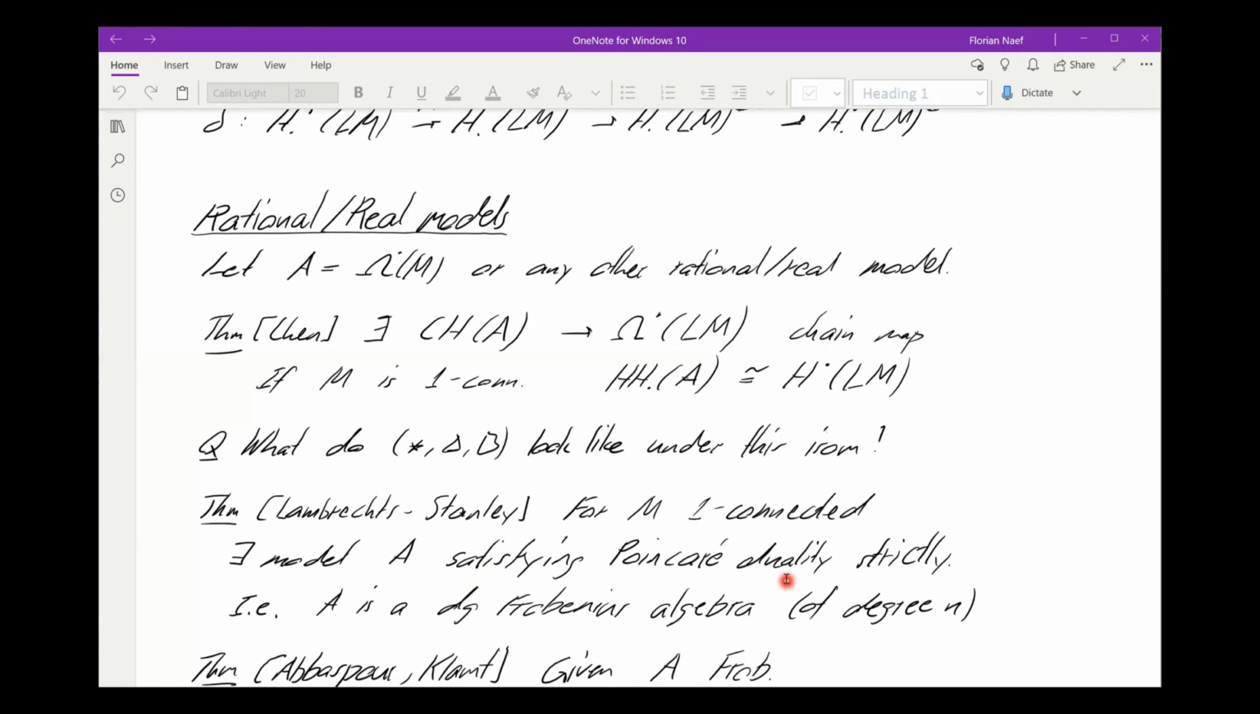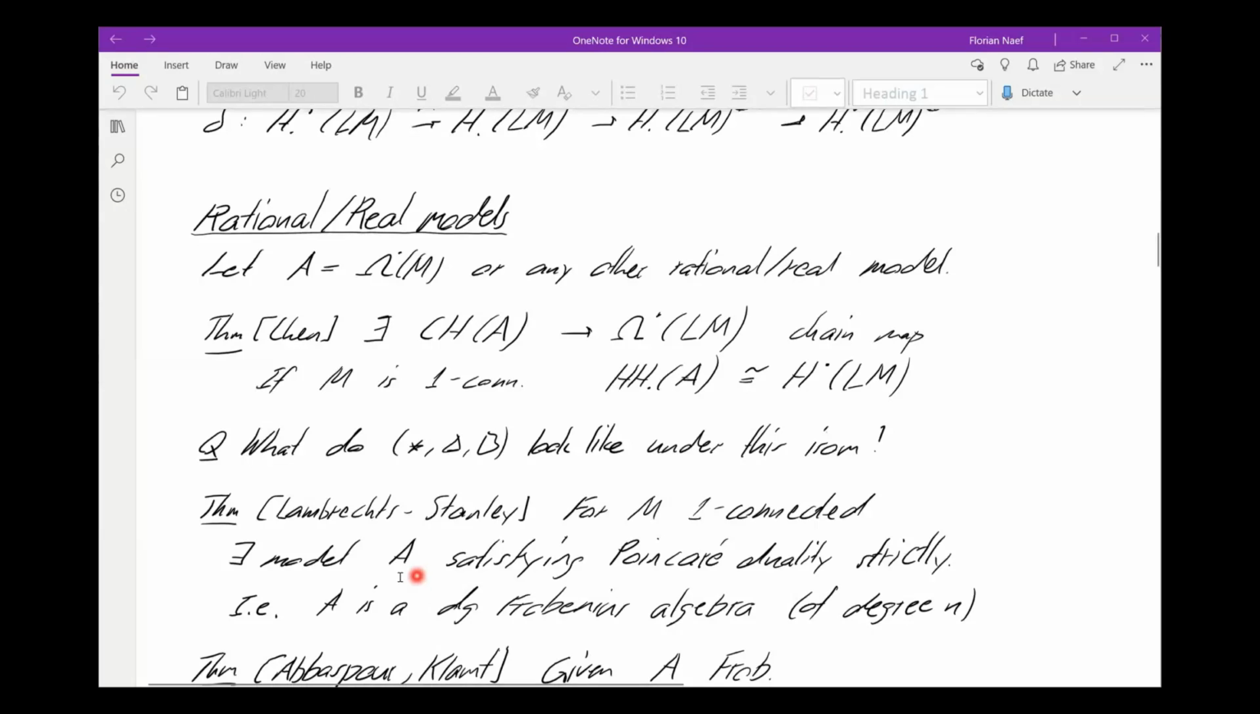So Florian, it's not a model in the sense of Sullivan. When you say it's a model, it's supposed to be a CDGA equivalent to, let's say, differential forms. Right, so it's not a Sullivan model. No, it's not a model in the technical sense.